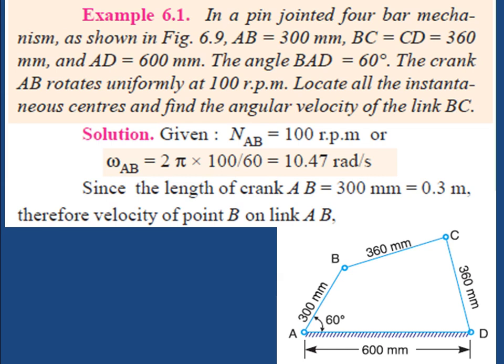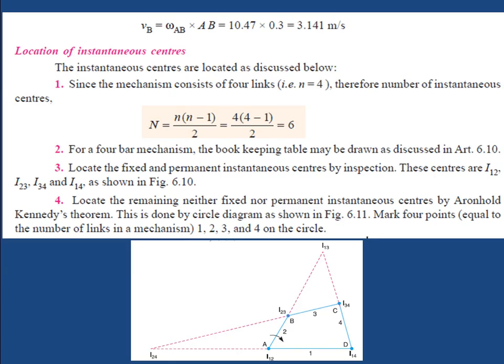Okay, then after drawing this 4-bar mechanism, you can calculate, now omega AB is given, so VB can be calculated. Omega AB into AB, if you multiply, you get the velocity, so you get 3.141 meter per second. Okay, so now just now I told you the procedure how to solve this by instantaneous center.